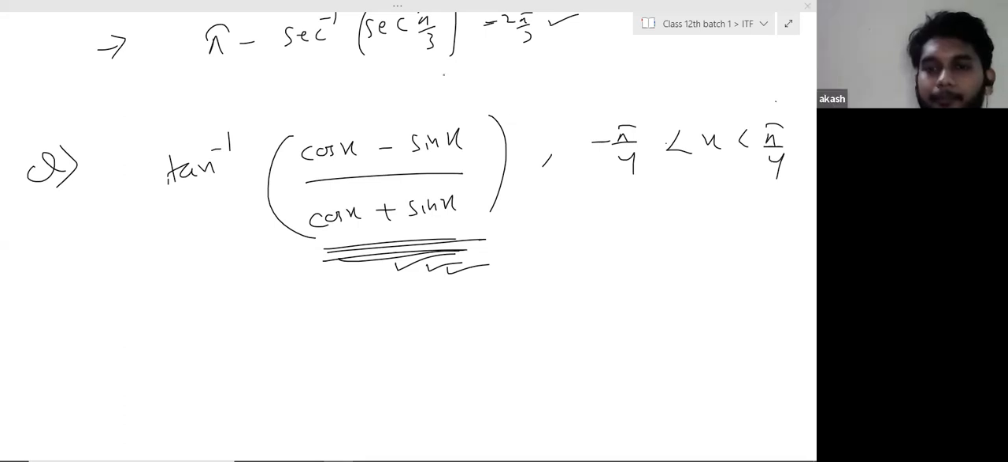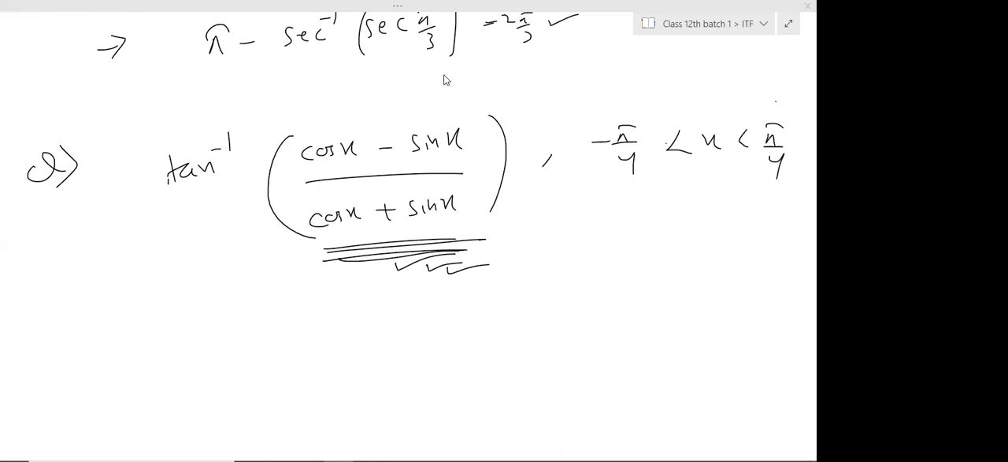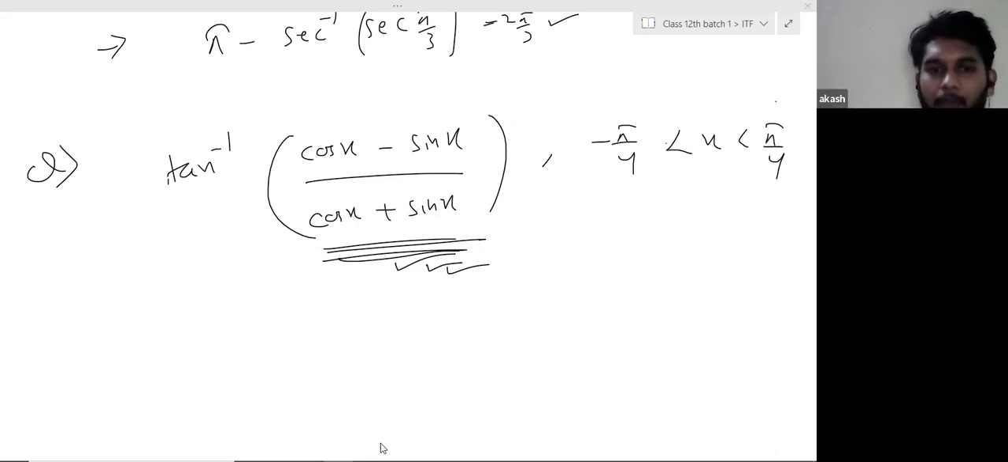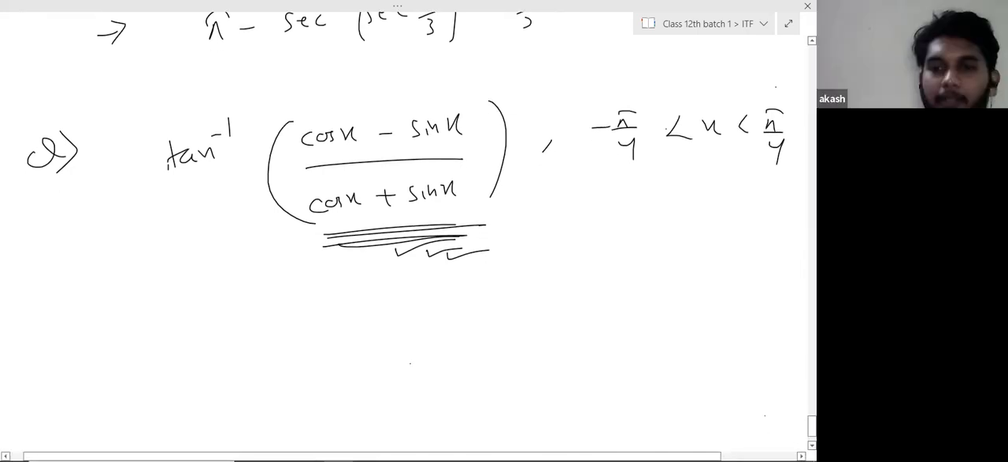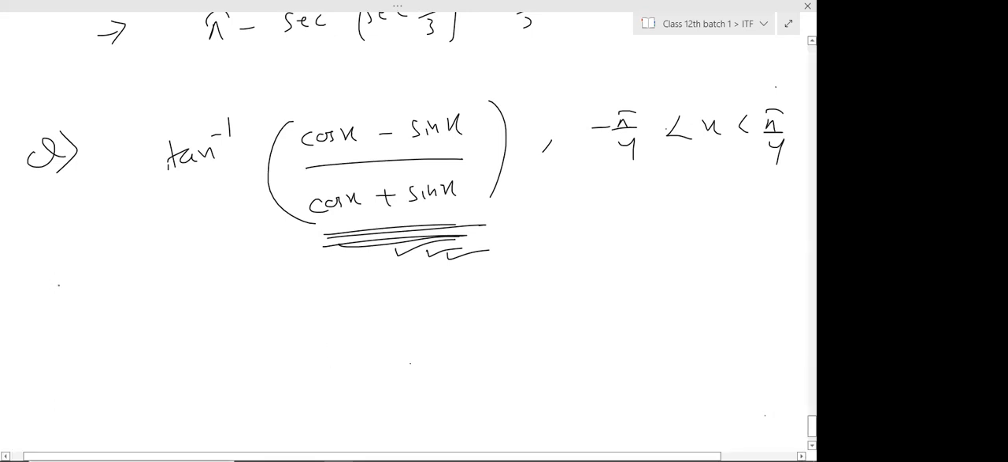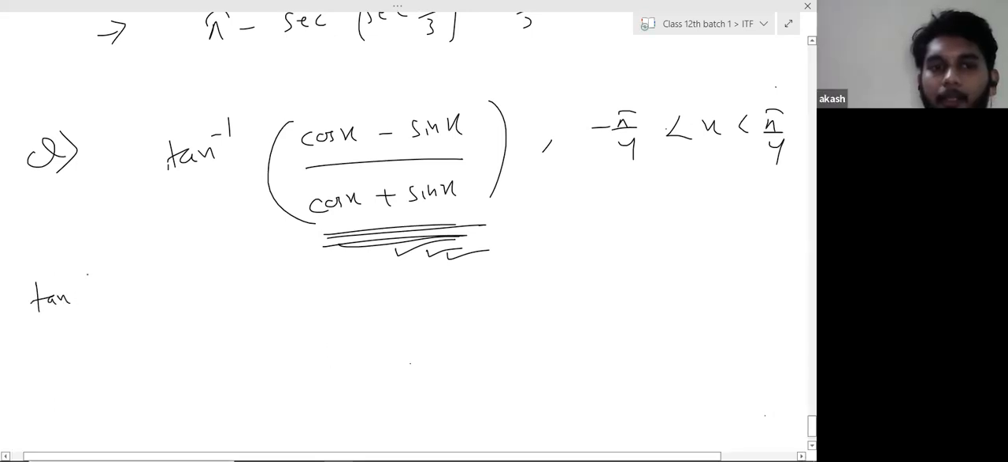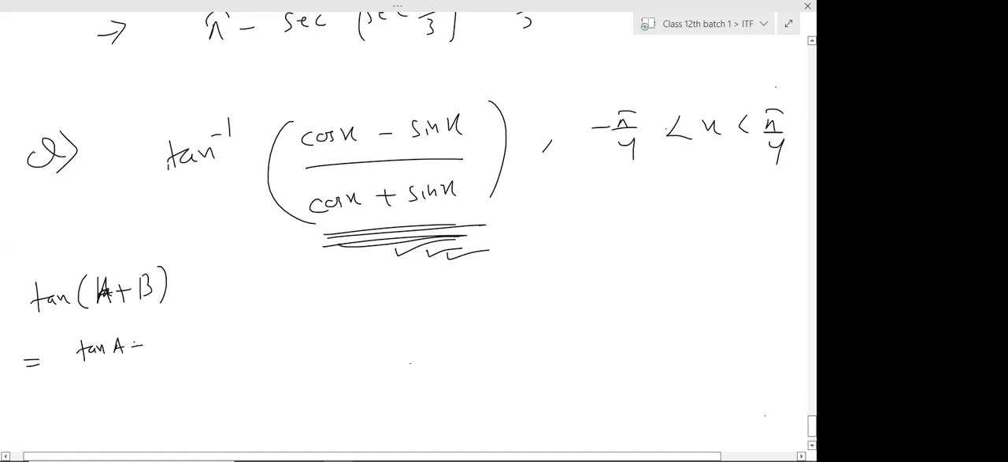Cos x minus sin x, we can write it as cos x minus sin x by cos x, and we can divide both of them by cos x. Absolutely right. So this will give 1 minus tan x and 1 plus tan x. Right. So Krishna, did you get what she said? Yes, sir. Why do we need to do this? We all know tan of a plus b. What is the formula for this? So tan A plus tan B by 1 minus tan A tan B.